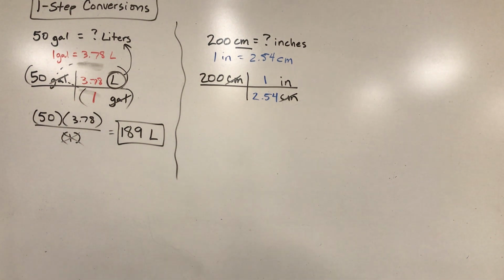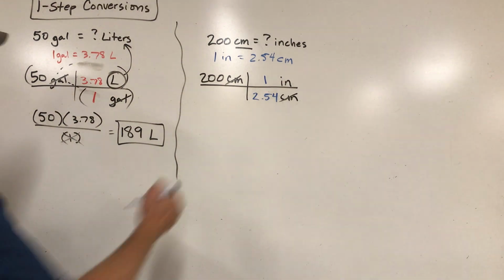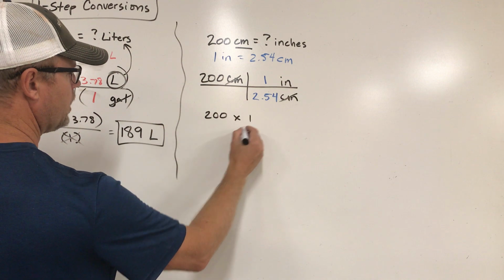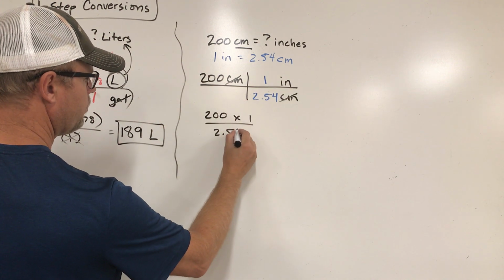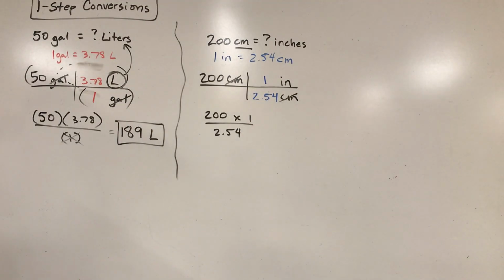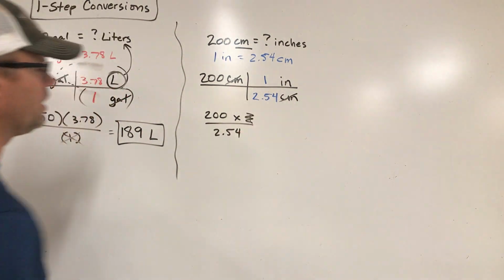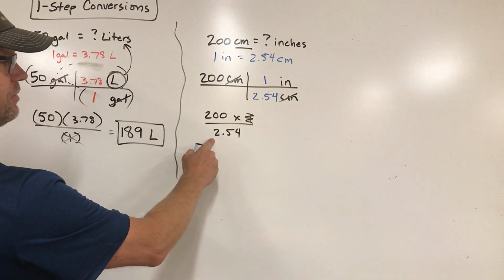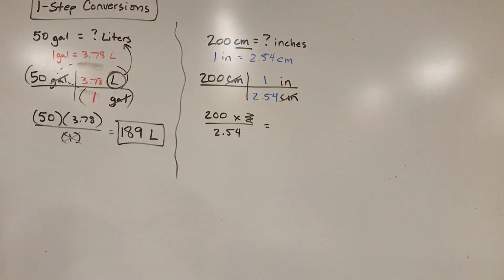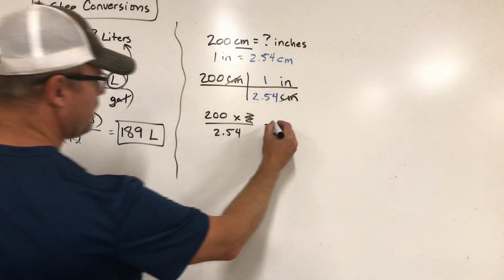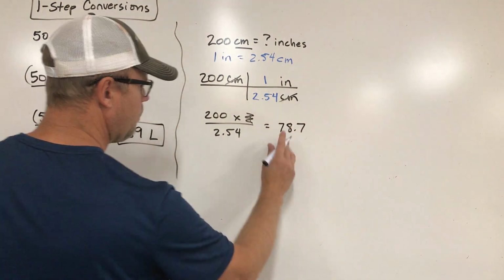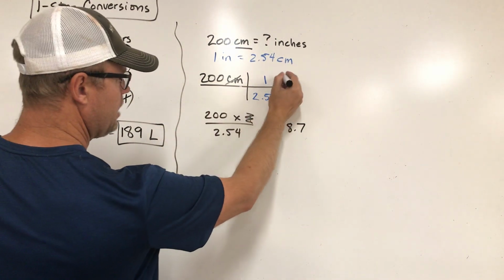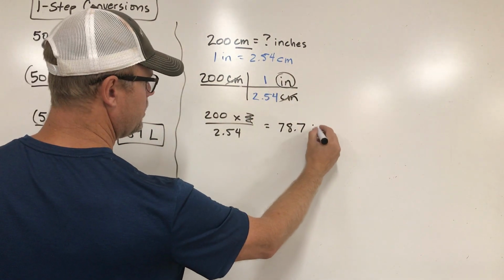Now, when I go to solve this one, just like the last one, in this case, my 1 happens to be on top. So this would be 200 times 1 divided by 2.54. Well, I don't really need the 1. Multiplying by 1 doesn't really change anything, so I'm just going to ignore it. And this is really 200 divided by 2.54. And when I do that, I get a value of 78.7. And what does that mean? Here's the biggest thing. What am I dealing with? Centimeters has gone away. I'm dealing with inches. This represents inches.